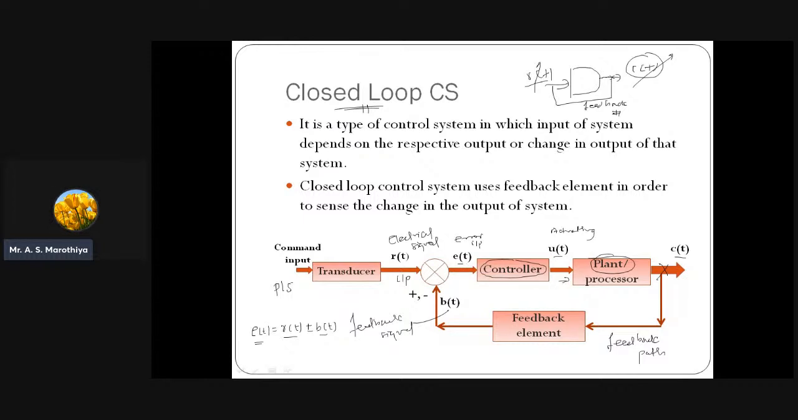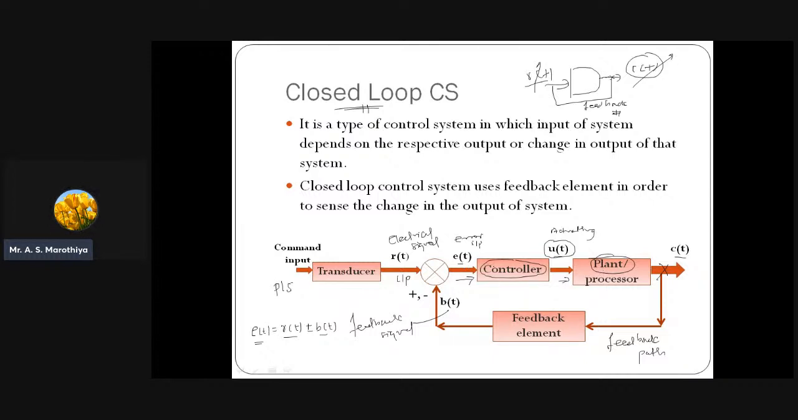The value of this error signal is provided as an input to the controller, and based on the control algorithm which we have implemented here, the controller is going to generate some kind of actuating signal. This actuating signal is provided as an input to the plant. Hence it is going to generate a controlled output, based on which B of t is going to vary, and hence the error is going to vary.